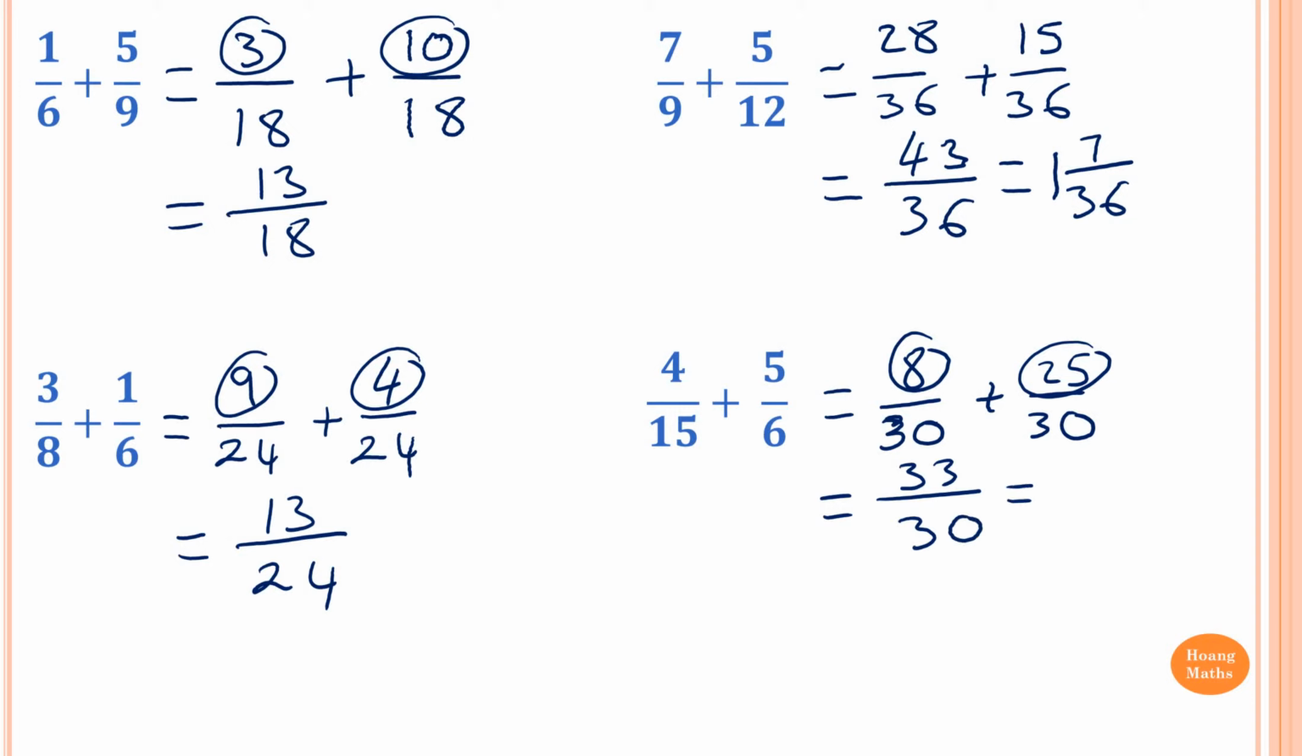Of course, 33 over 30, both are divisible by 3. So I can simplify further. I divide by 3 on the numerator. So 33 divided by 3 is 11. 30 divided by 3 is 10. So the answer is 11 over 10. But then 11 over 10 is an improper fraction, so we just need to write it as a mixed numeral. So 10 goes into 11 once, remainder 1. So we just write 1 and 1 over 10.